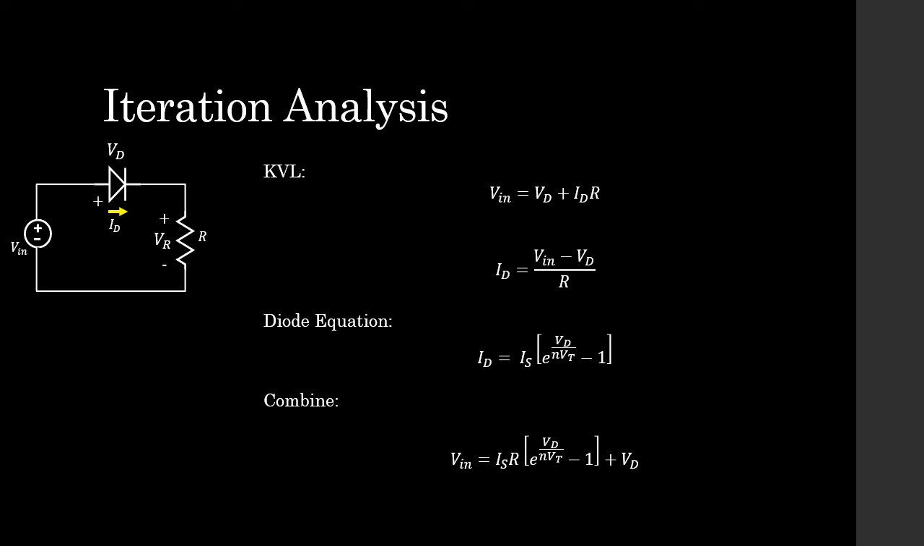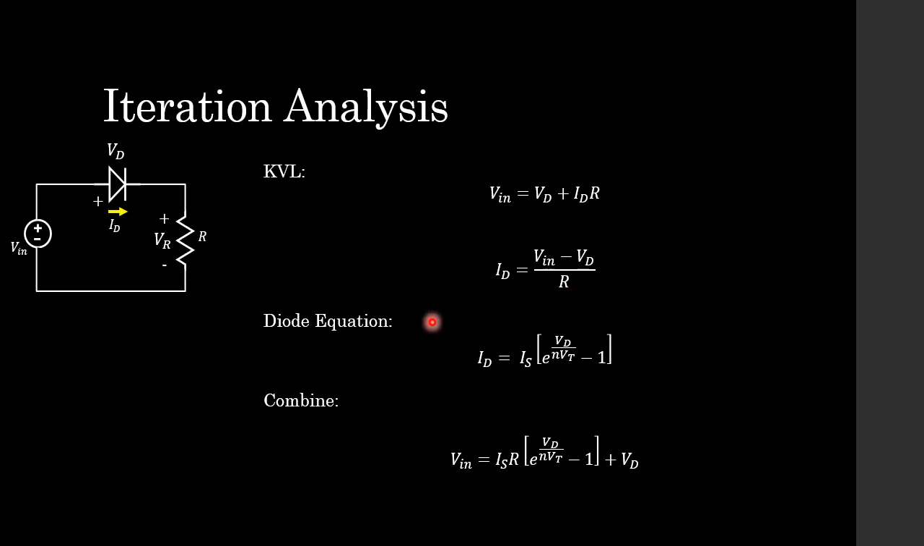Next up, we have the iteration analysis. Now, this is a bit more difficult than the piecewise linear model, but with this difficulty or complexity comes a bit more accuracy. We have our same 3-element diode circuit, source in series with a diode, in series with a resistor. And if we perform a KVL in the circuit, Vin is equal to Vd plus IDR. If we rearrange this to make our diode current the subject, we end up with this.